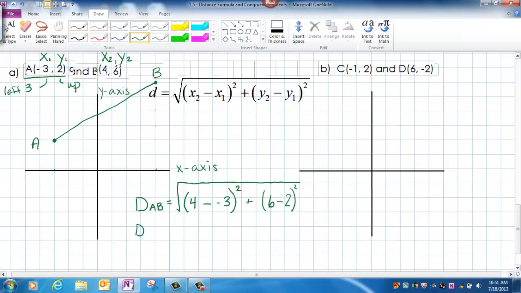Okay, let's keep going. So now the distance from point A to point B. Right here where we have minus -3, when you have minus and negative, you know that can become plus. So 4 plus 3, that's 7. We still have to square that. And then in parentheses over here, 6 minus 2, that's 4. And then we have to square that.